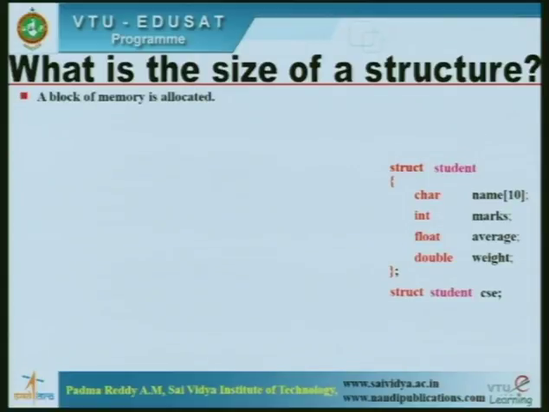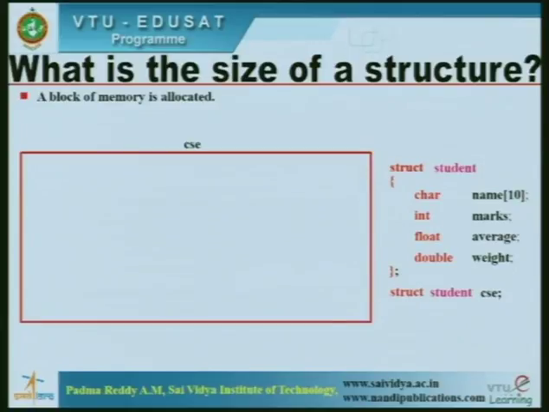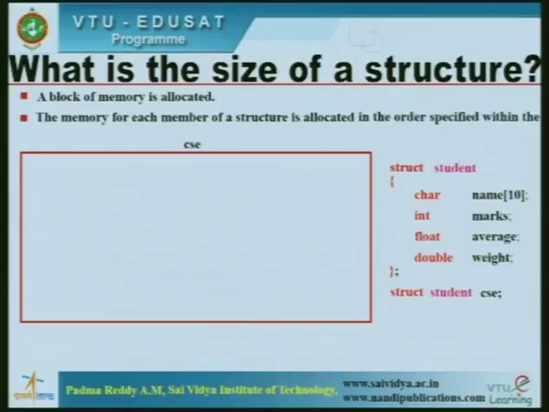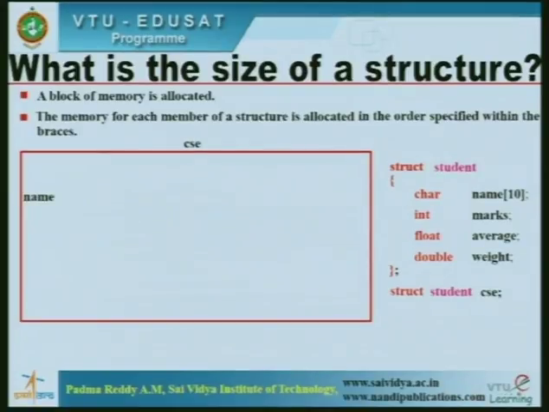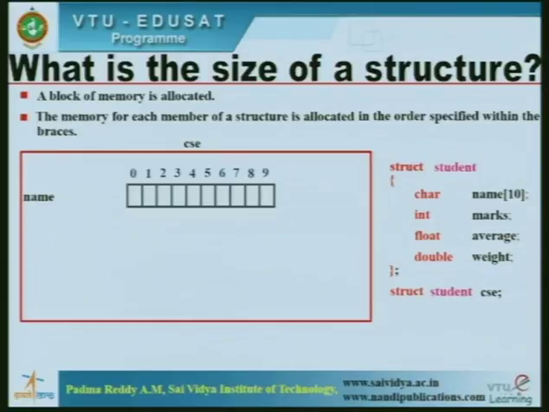Now here, memory will be allocated. A block of memory is allocated, and this block is identified by the name CSE. The memory for each member of a structure is allocated in the order specified within the braces. So first memory is allocated for name. Name takes how many bytes? Name takes 10 bytes, ranging from 0 to 9.